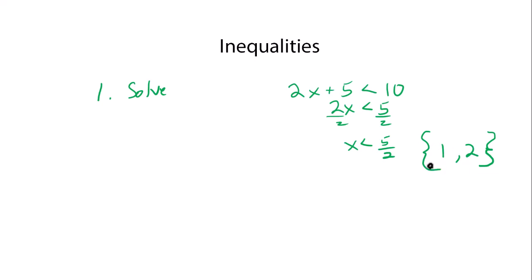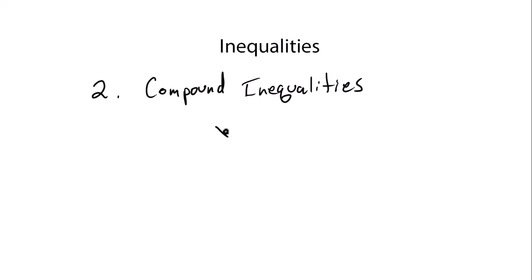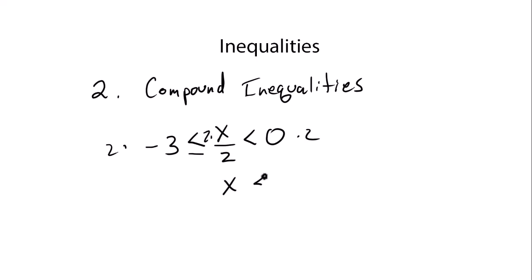And of course, remember with inequalities, if you divide through by a negative, you must change the direction of the inequality symbol. The second type of inequality problem will be compound inequalities and graphing them. These would be something like x over 2 is less than 0 but greater than or equal to negative 3. Well, if I were to solve this, I would multiply all sides by 2. The result being x is less than 0 and greater than or equal to negative 6.